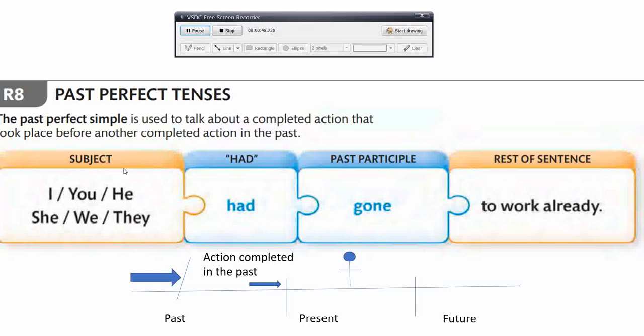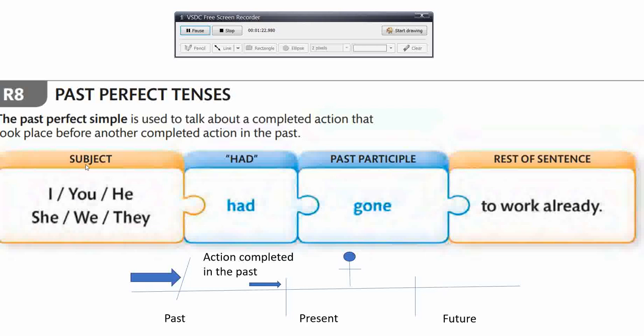In this, the structure is based on the subject and then the word had. The word had represents that it is past tense. Past participle is the verb which is in the third form. For example, if it is go, the past tense is went, the past participle is gone. So we have the third form, that is the past participle. And then we have the rest of the sentence or the structure. It can be a phrase, it can be a clause.